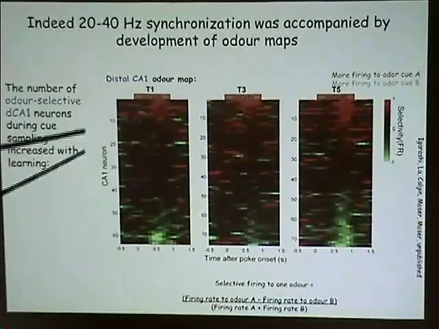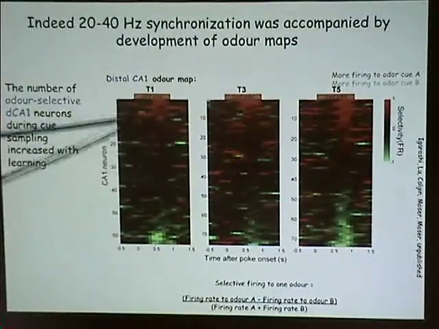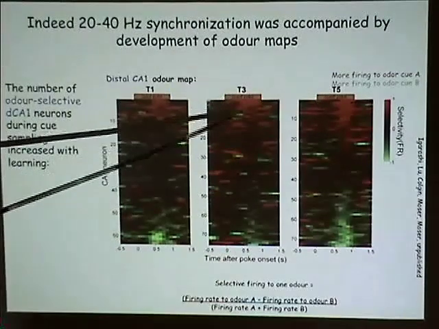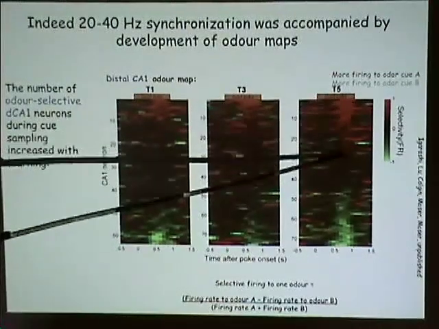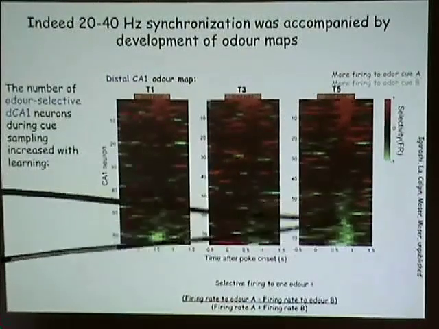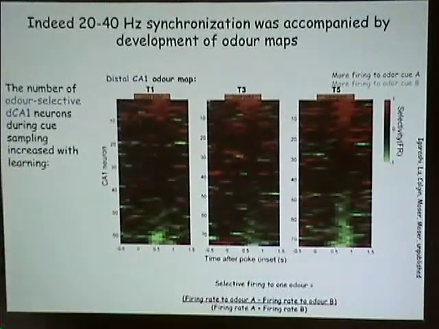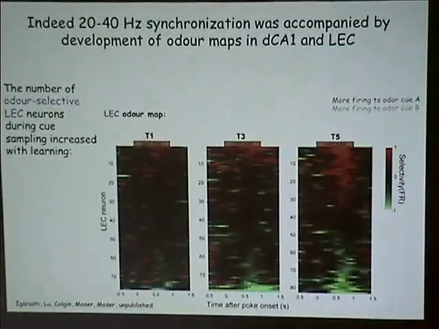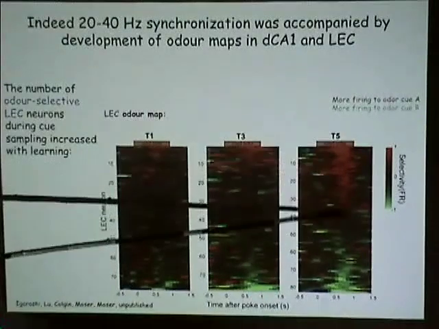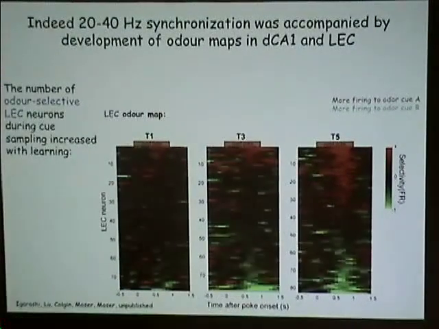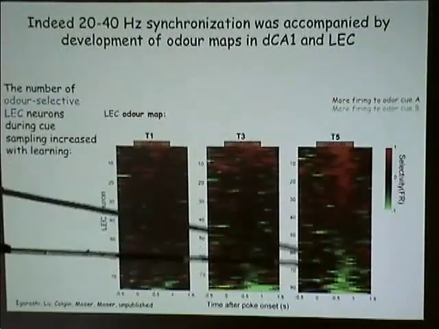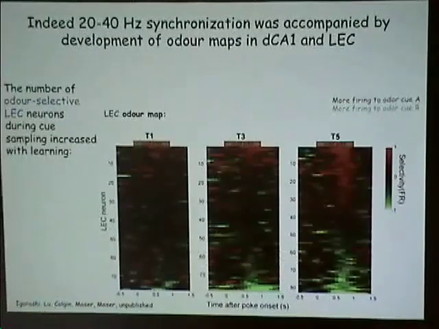So what you can see is that the number of cells that are either green or red during the Q period increases with learning, and you get many more of them at the late stage, again in the second half of the Q period. So this is in distal CA1. It's not present in the proximal CA1, but it's also present in LEC, so you see the same thing again. This develops perhaps even more strongly, with at least half of the neurons showing preferential activity to one or the other odors.